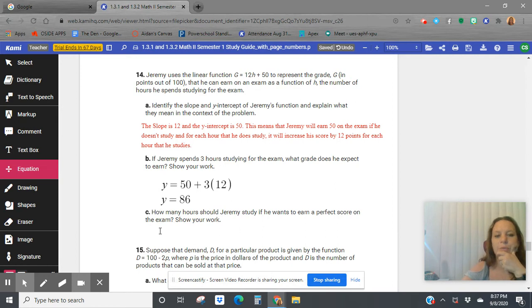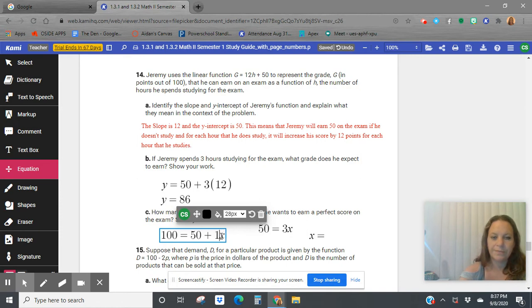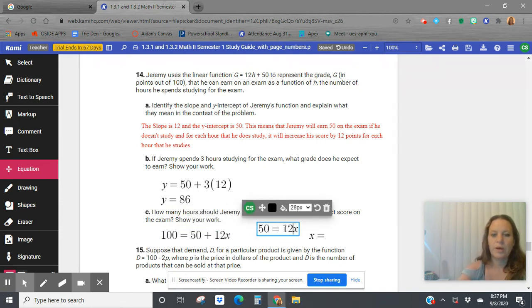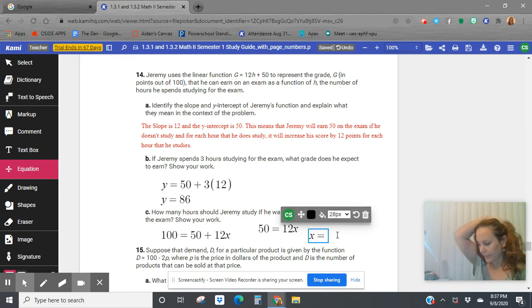How many hours should he study if he wants to get a perfect score? So if he wants an output of 100, my unknown is the x, so subtract 50 from both sides, and then divide by 3. We get a decimal answer, which is fine. Oh, I'm sorry, you guys, I keep using 3 instead of 12. It's 12 per hour. So when I divide 50 by 12, I get 4 hours and 1/6, or 4 hours and 10 minutes.